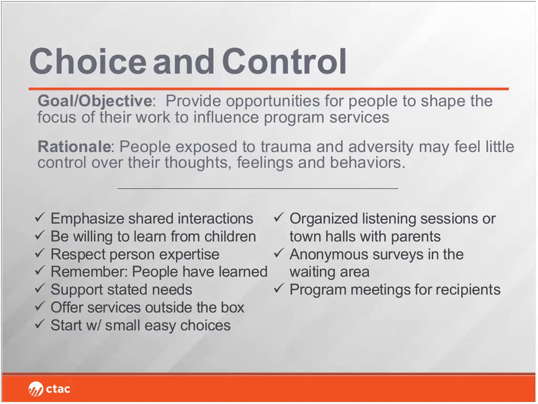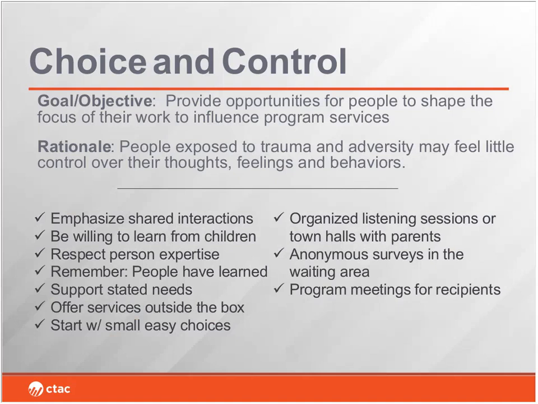And then choice and control on a larger scale, so that's regarding treatment and identifying and processing trauma, but there are some other aspects. At the organizational level, it's critical to provide opportunities for people to shape the focus of their work and to influence program services. And from this perspective, I'm not only talking about how you deal specifically with the individual children or their families, but also how, as programs, we build in choice to service recipients. And in this case, it includes the children and their parents.